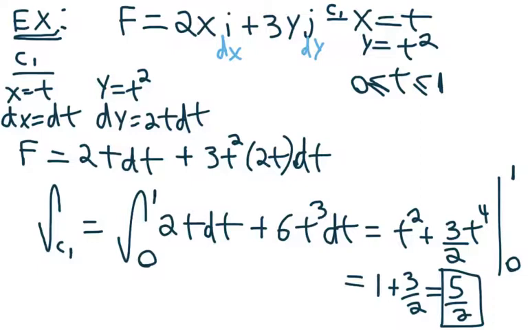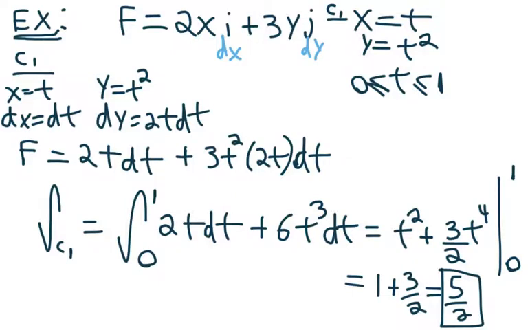Now, to look at an example, F is equal to 2x dx plus 3y dy. It's important to know that i and dx are the same thing, and j and dy are the same thing. Then we are also given C1, where x is equal to t, y is equal to t squared, and t is between 0 and 1. So if we look at C1, if x is equal to t, well then dx is equal to dt. And if y is equal to t squared, well then dy, which is the derivative of y, is going to be equal to 2t dt.